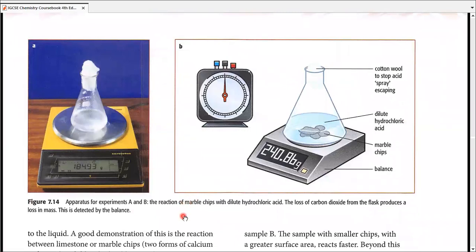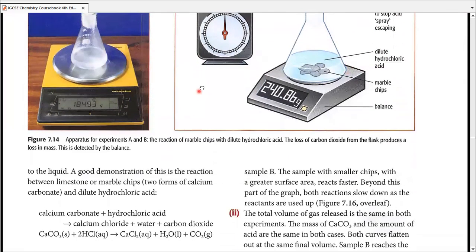Let's take a good demonstration. You can see the apparatus that we are about to handle. As you can see, we have a weighing balance. On top of it, we have a conical flask. In that flask, we have some marble chips and some dilute hydrochloric acid. There is some cotton wool to stop acid spray or any kind of spill, in case the acid tries to escape. We are also going to use a stopclock or a stopwatch.